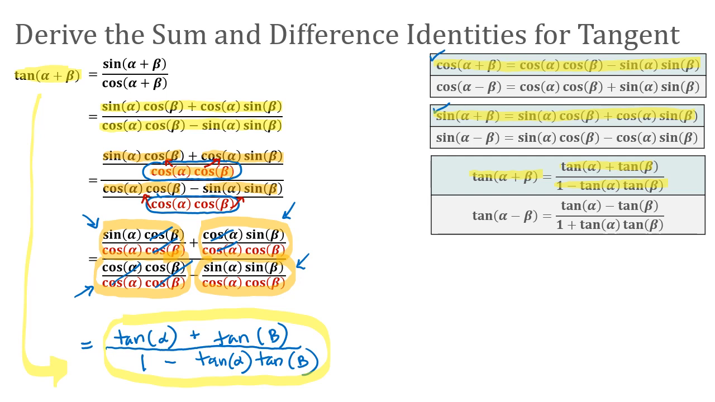Now, we're not going to go through that same process for the difference, tangent of alpha minus beta, but we could go through the exact same process to come up with this identity, which is identical to what we just came up with with the exception of the signs that are here. So those are those two new identities that we can work with.